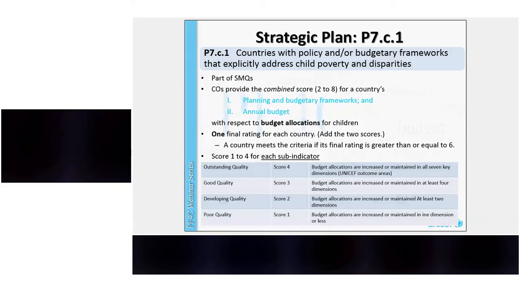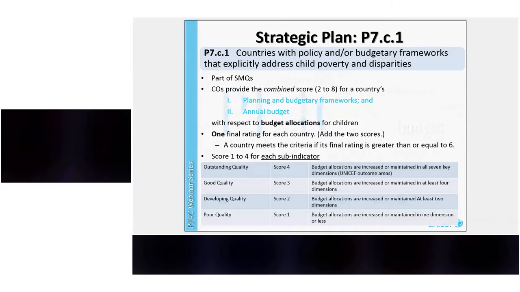Right, so what are the 4 different ways we would score this? And again, this is all posted on ICON in clear guidance and clear details. The top score is if the budget allocation, as referred to in the planning document and the budget, increases or is maintained in the 7 UNICEF outcome areas.